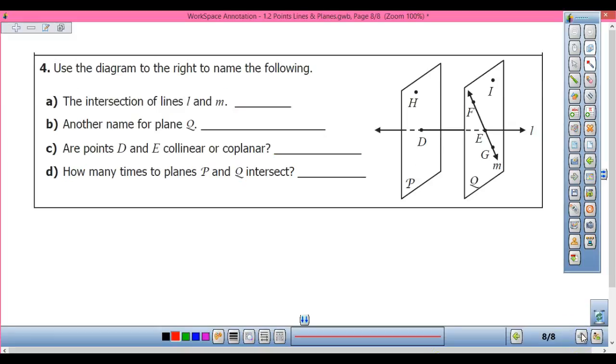Okay, last part, no one likes to work. And your assignment today is not very long. Okay, what is the intersection of L and M? Huh? E, yeah.